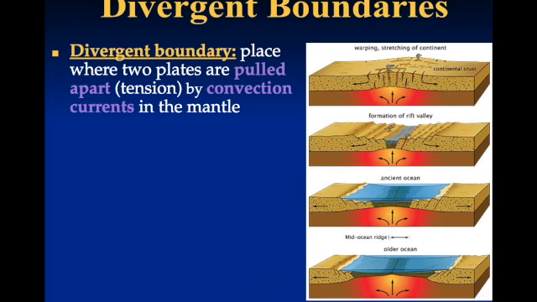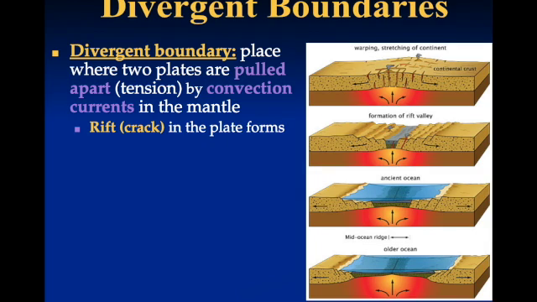A divergent boundary is a place where two plates are being pulled apart, which is caused by tension. The reason they're being pulled apart is because of those convection currents below in the mantle. Remember with the rice lab that we did, you have these convection currents doing these circles. Depending on where the plate is, it's either pushing the plate towards another plate, sliding a plate past another plate, or in this instance, pulling plates away from each other. And that's what makes a divergent boundary.